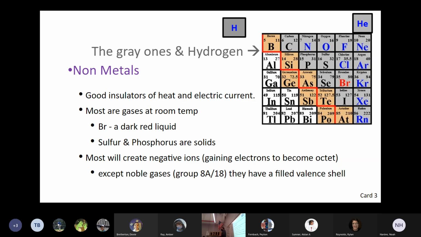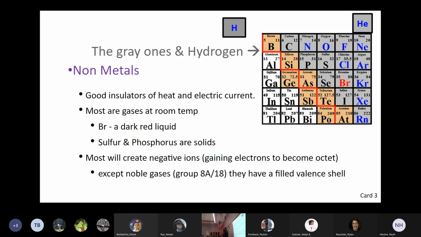Iodine is a solid at room temperature, but it turns into a liquid and a gas at very low temperatures, pretty much in your hand. Most of these will create negative ions, because again, they're absorbing energy, they're absorbing electrons. So they will create negative ions, most of them, not all.